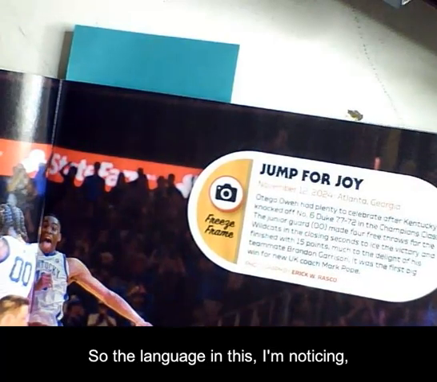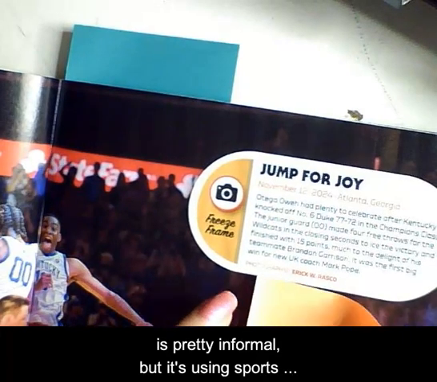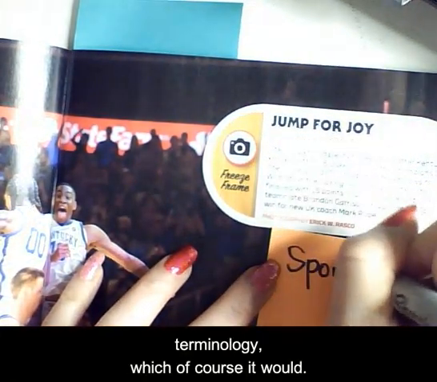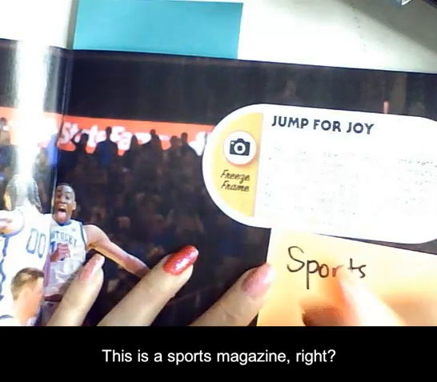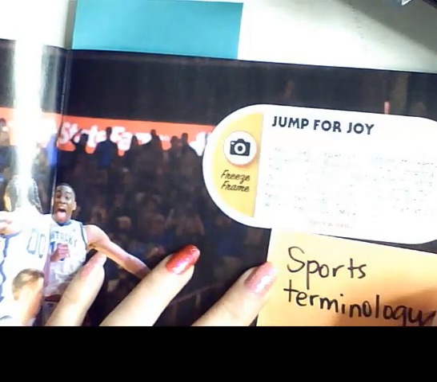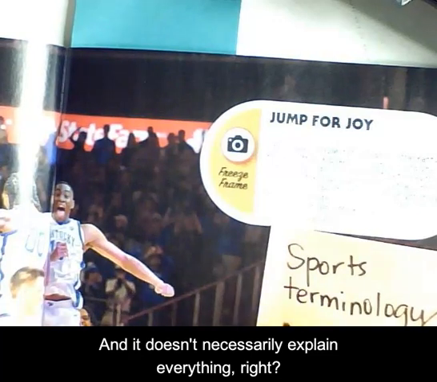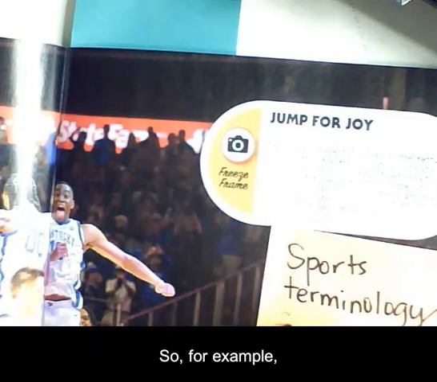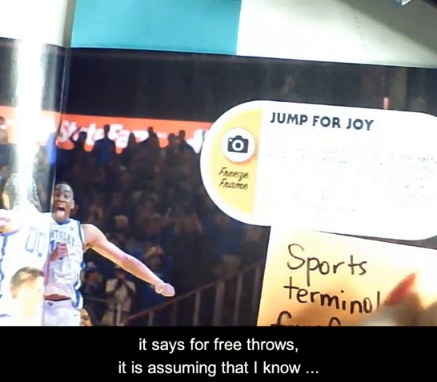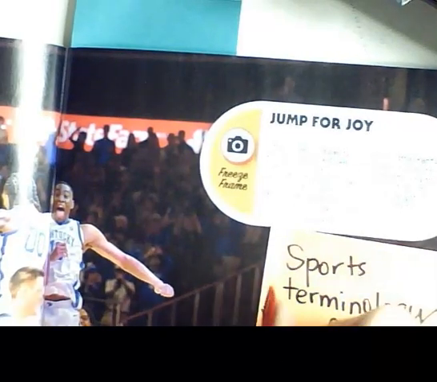So the language in this, I'm noticing, is pretty informal. But it's using sports terminology, which of course it would. This is a sports magazine, right? And it doesn't necessarily explain everything, right? So for example, it says 4 free throws. It is assuming that I know what that means.